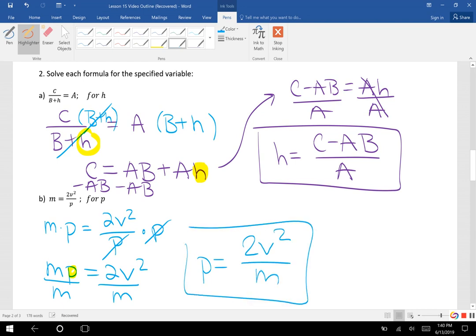So this process works whether you have equations with x's or formulas. The idea is that if you have an equation with a fraction, you can multiply everything by that denominator, and that lets you get rid of the fractions.